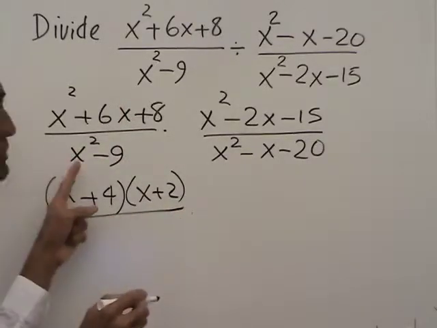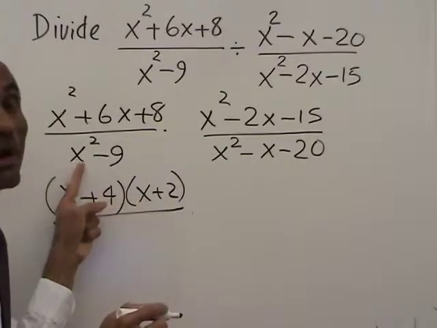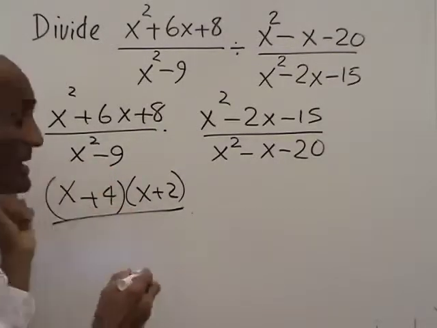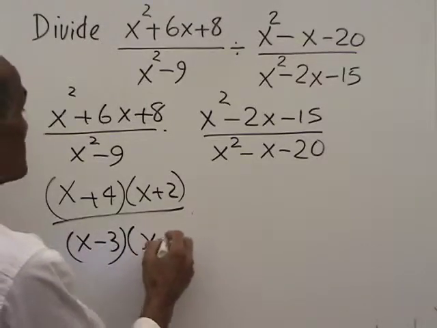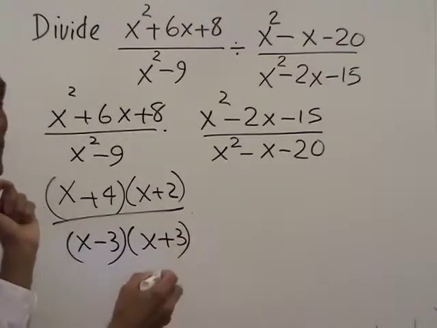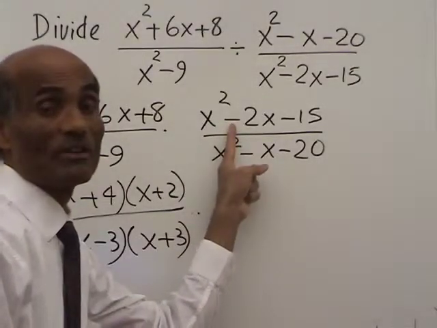Alright, what are the factors of x squared minus 9? This is x squared minus 3 squared. That will be x minus 3 times x plus 3, multiplied by, I want you to do this in your mind.